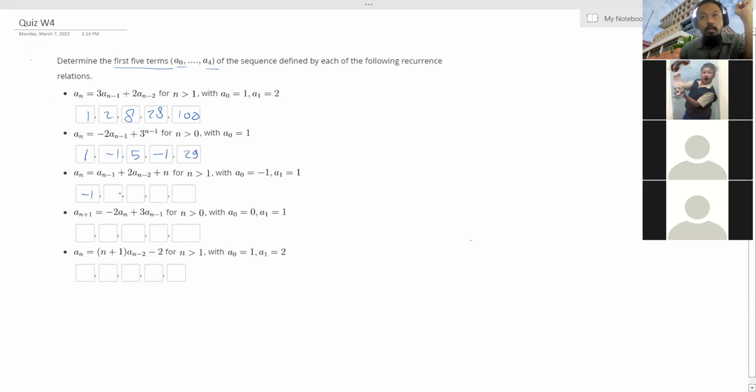Now, what about this one? We have minus 1 and we have 1 and then 1. So it's 1 minus 2 plus 2. So it's 1. Yes. What's the next one? 6. So 1 plus 2 plus 3, 6. And then 12. So you have 6 plus 2 plus 4, which is 12. Yes. Good.